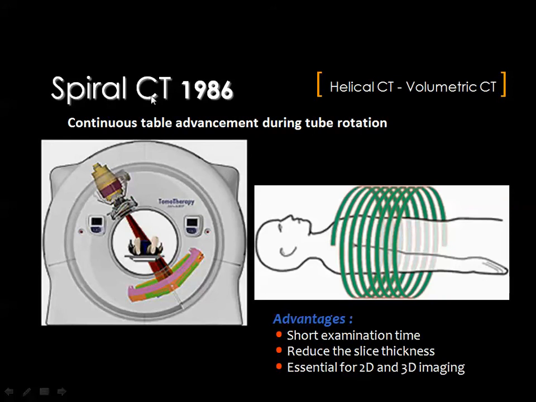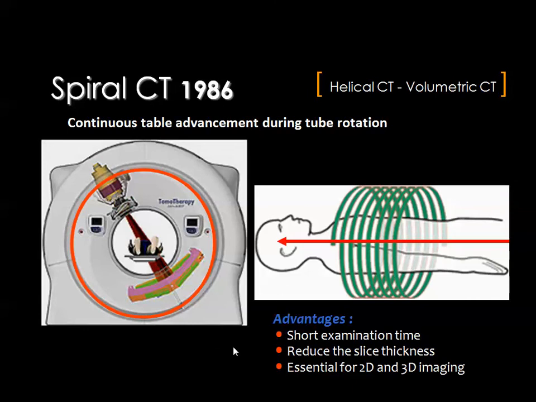In the spiral CT, we are able to introduce current to the tube without cables connected to the ground. Then the tube rotates a full circle without stoppage around the patient. Meanwhile, we are able to move the bed while the tube is rotating. Then the bed is moving, and we get what looks like a spiral, and hence the name, the spiral CT.